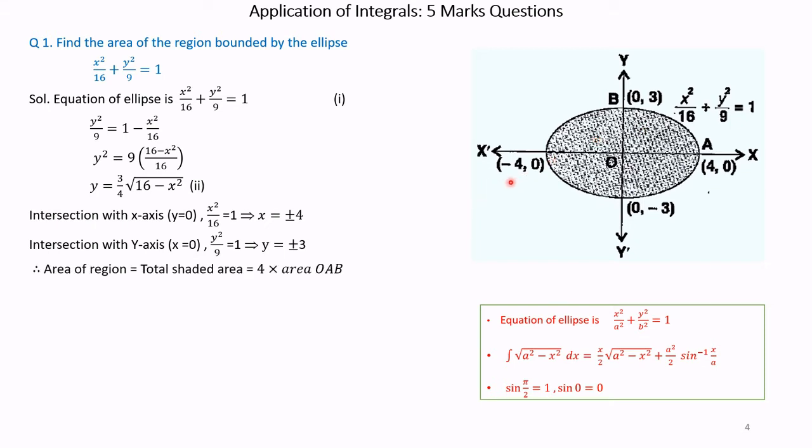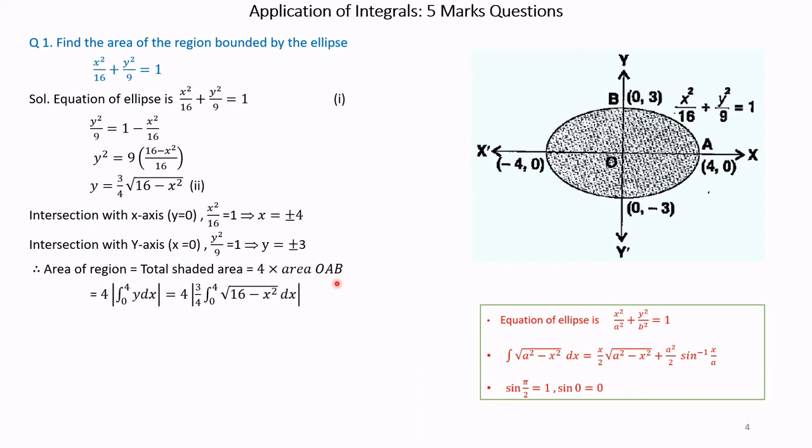Shaded area of the region is equal to total shaded area. So, instead of calculating for the whole, we can calculate for only one section, that is OAB, and multiply 4 times. To find the total area of the region, we can calculate for one section in the first quadrant, that is OAB, and multiply it by 4. So it is given as area of the region is equal to total shaded area equals 4 into area of OAB.